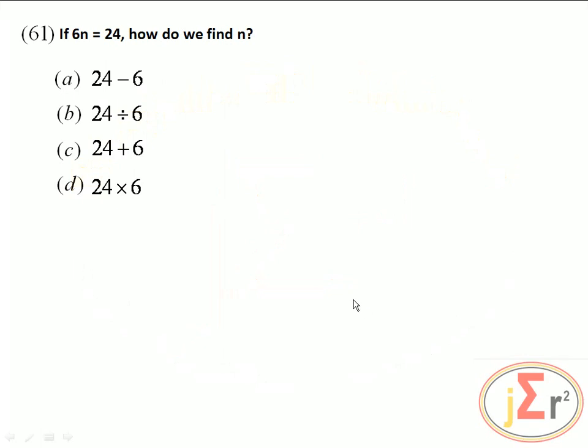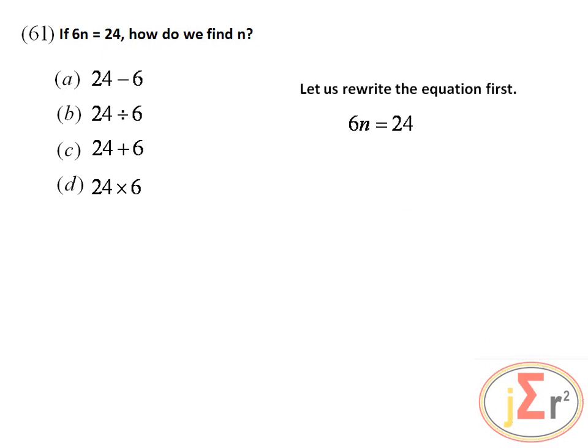The first problem is problem number 61. If 6n is equal to 24, how do we find n? Of course, Jerry Lewis will not hesitate to tell me, because in the previous sections we solved problems like this. So let us write down the equation first. 6n is equal to 24. How do we find n, Jerry Lewis?